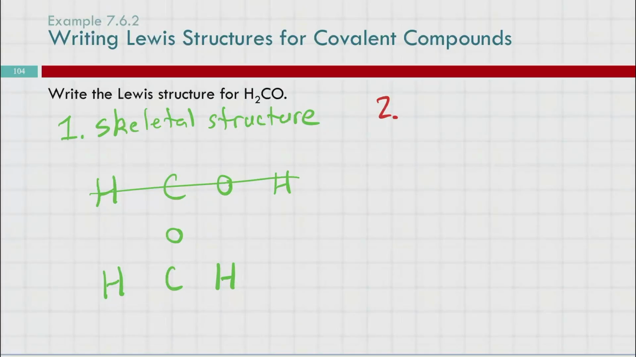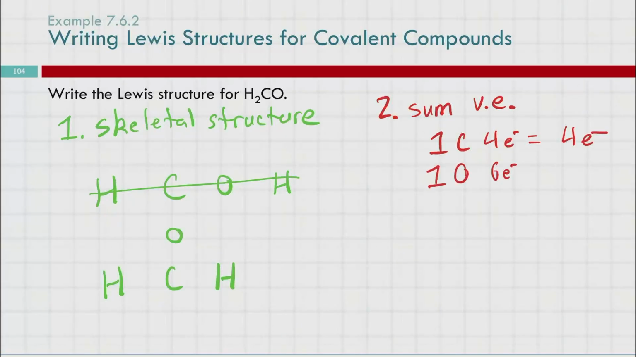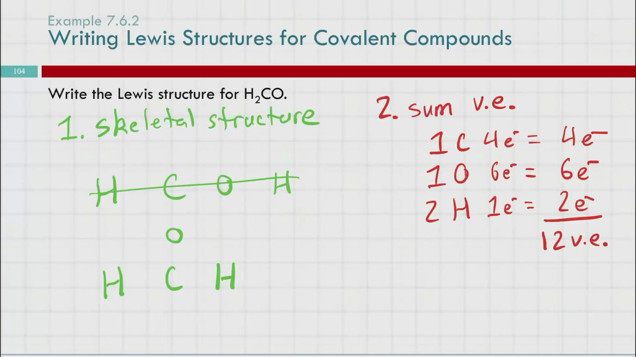We need to count out or sum up our valence electrons. We've got 1 carbon. That's got 4 electrons. We've got 1 oxygen, 6 electrons each, so 6 electrons. We've got 2 hydrogens, 1 electron each, for a total of 2 valence electrons for those. So our total is 12 valence electrons.